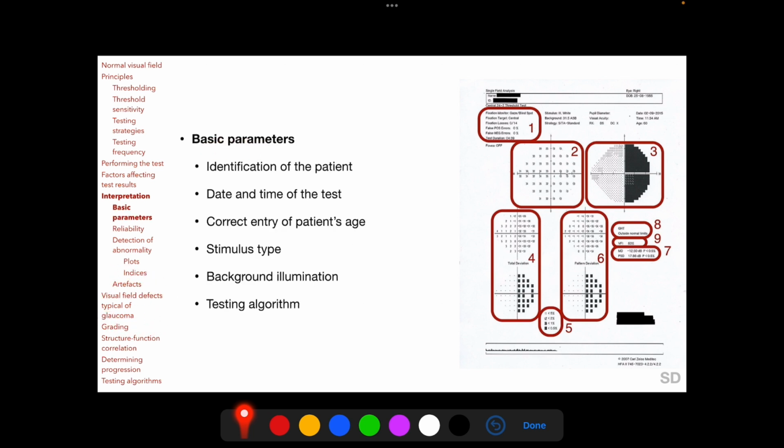The basic parameters to identify and confirm include identification of the patient and date and time of the test. These two parameters tell us that we are analyzing the correct report. Confirming correct entry of the patient's age is very critical because, as we have discussed, the normative data is age bracketed. We should also note the stimulus type used, the background illumination, and the testing algorithm used, which are mentioned in this area of the printout.